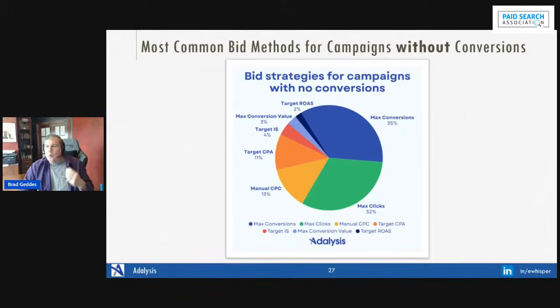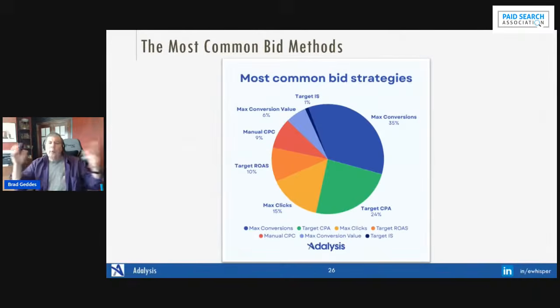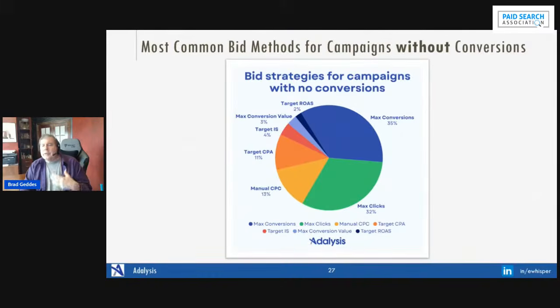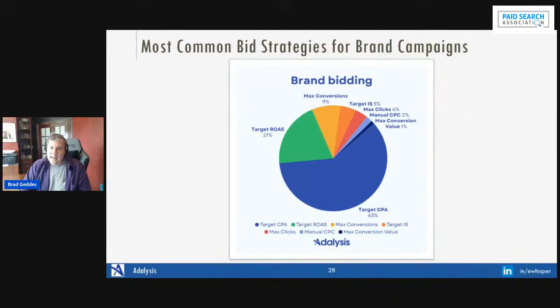Now, lastly, I'm doing a lot of comparison between brand and generic. I wanted to know, okay, this is the overall, globally with conversions, Max Conversions is the most used by CPA. When you don't have conversions, Max Conversions, Max Clicks, manual makes sense. What do brands use? When I looked at brand campaigns, it was surprising that target CPA was 63% of them. This is truly a dominant number from a bid strategy standpoint, followed by target return on ad spend, which is again a very common brand one.